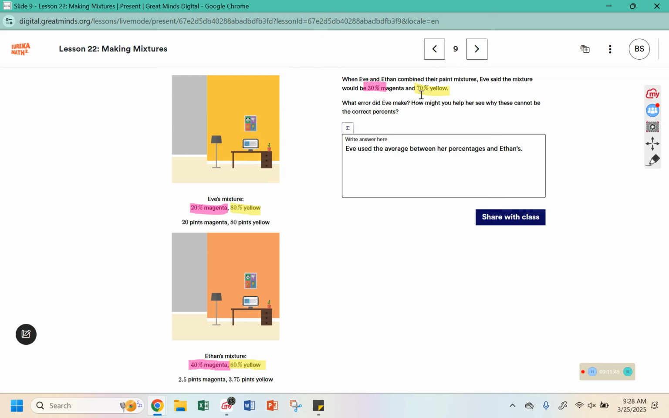But we also need to explain how these cannot be the correct percents. Since Eve used more paint than Ethan, her percentages are going to be more impactful to the mixture.